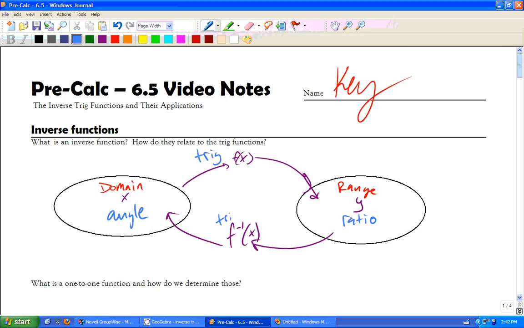What a trig inverse function is, is it's going to take some ratio and it's going to tell you what angle gets associated with that. The x's become the y's. In this case, what our input becomes is the ratios, and it's kicking out angles.